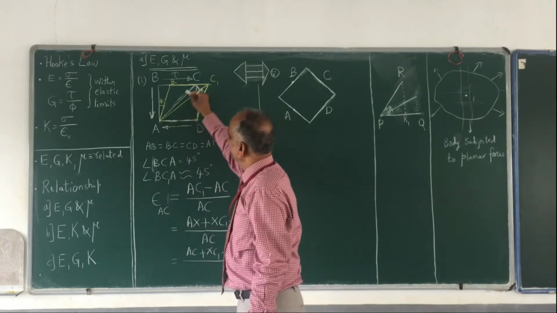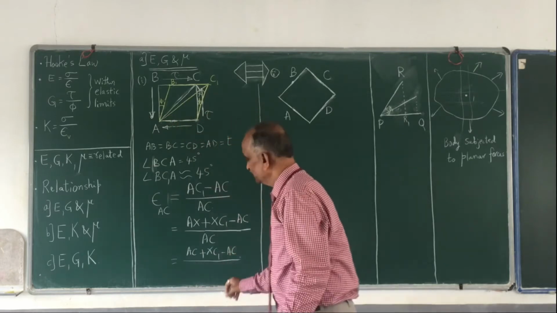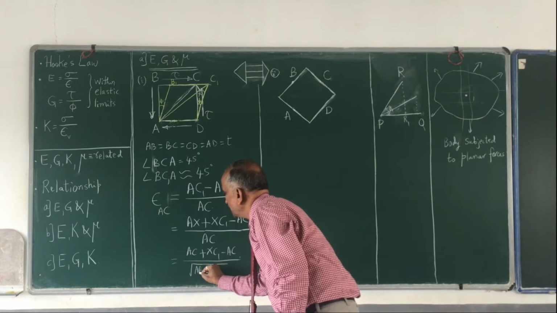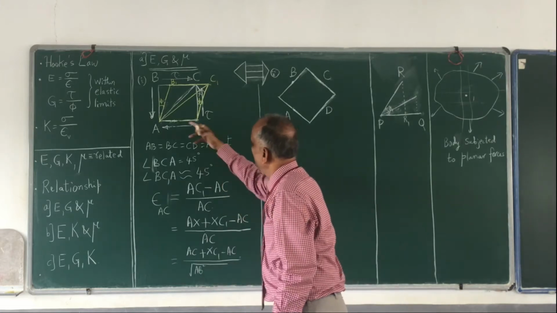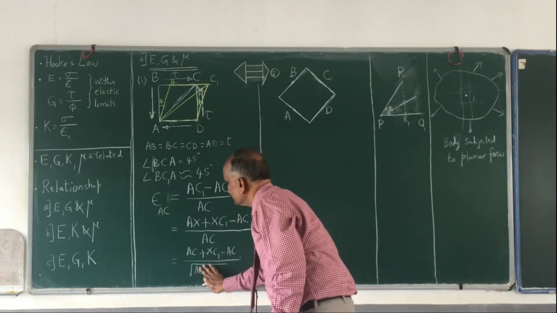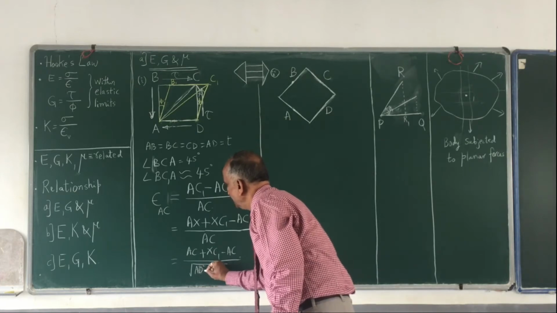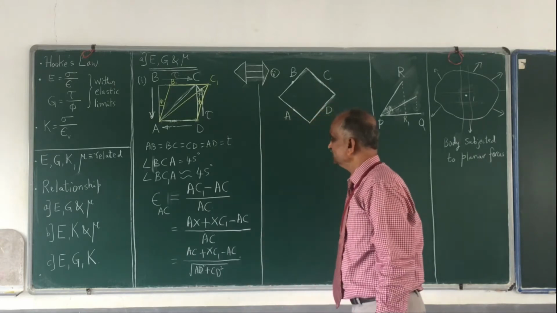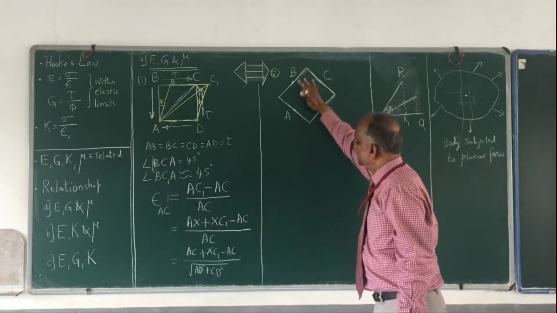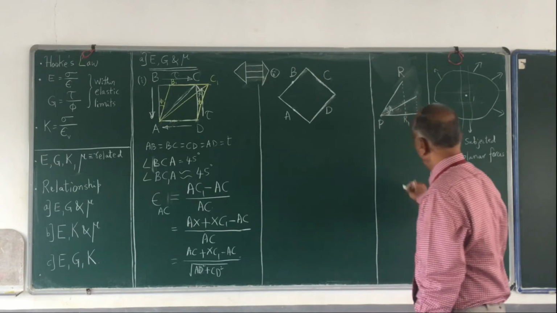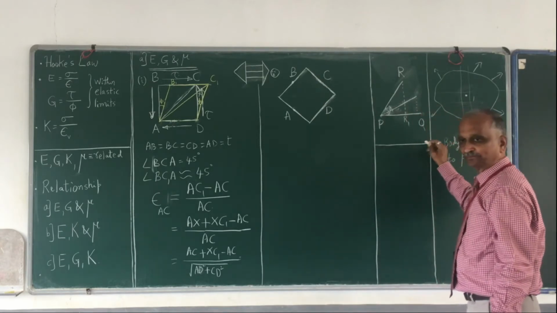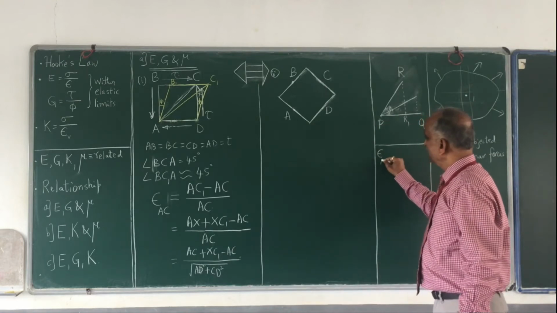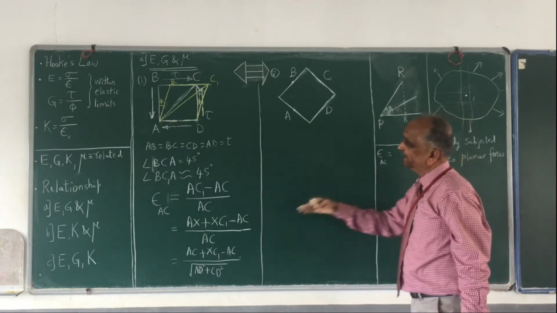So what is this AC? AC is the diagonal of this square, which is nothing but square root of AD square plus CD square. AD square plus CD square. I will reserve this space for this analysis. I will continue here. Okay, this is epsilon AC, and I shall simplify this.